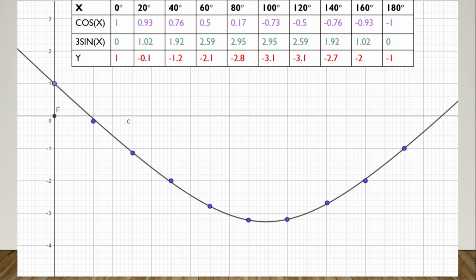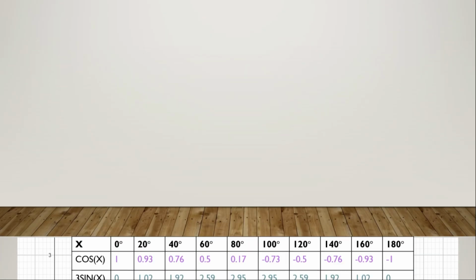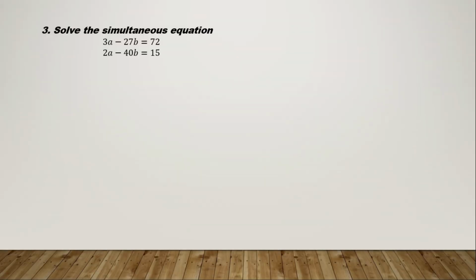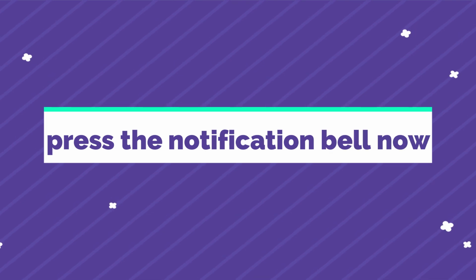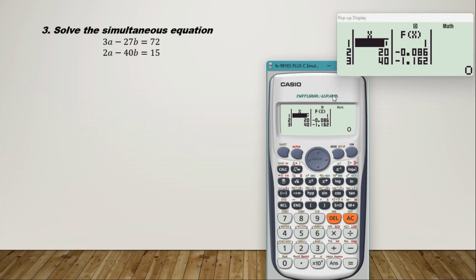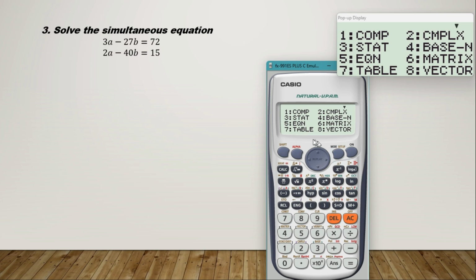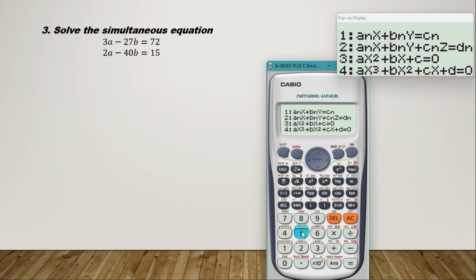Let's take the next example. Example 3. Solve the simultaneous equation. And this one too, you just use the simultaneous equation mode. You go to your calculator, press the mode, and then equation, which is 5, and then simultaneous equation 1. The 1 is for 2 variables, and then you key inside.